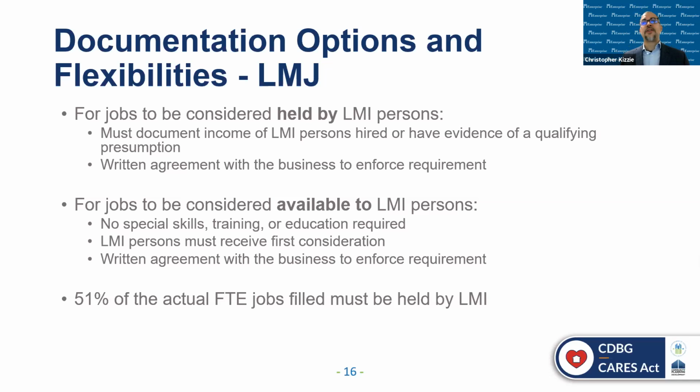This might include an interview process that begins with candidates from a job training program or other programs that ensure the first opportunity to fill these jobs is given to a low to moderate income person. A grantee should use, again, a written agreement with the business to spell out the first consideration process and the job classifications for the positions created or retained. In addition, the grantee must monitor the business for compliance with the agreement. Next slide, please.